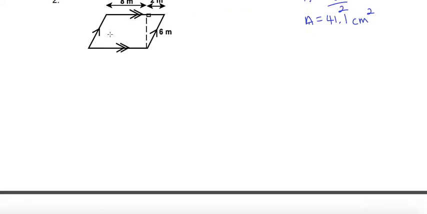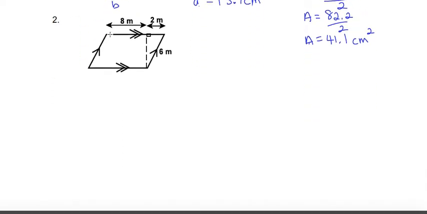So if I add up these two dimensions here, I have an 8 and I have a 2, that gives me a length of 10 meters along the top. So the perimeter of my shape, this is going to be 10 as well, and this over here is 6. So I have 10 plus 10 plus 6 plus 6. And the perimeter, when I add those all together, 10 plus 10 is 20, 20 plus 6 is 26, and 26 plus 6 is 32. And my units are meters.